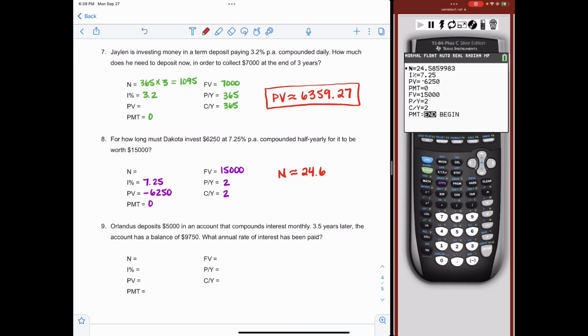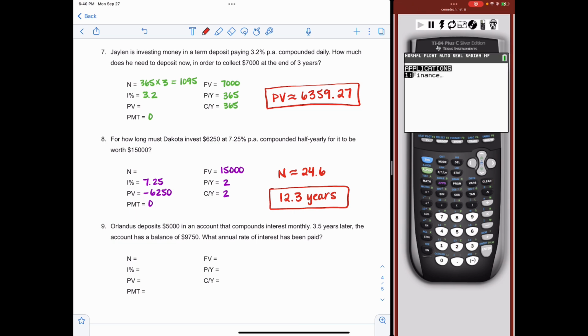And because N is 24.6, remember, it was compounded half yearly, so it was twice a year. So it was compounded a total of almost 25 times. So you would have to take 24.6 and divide it by 2 in order to see that that is equal to 12.3 years. So almost 12 and a half years. She would have to leave that money in there.